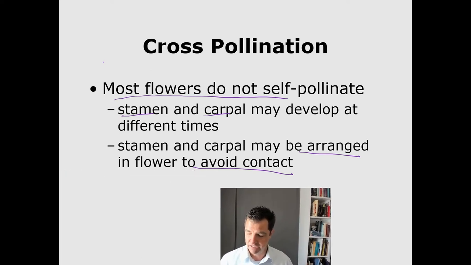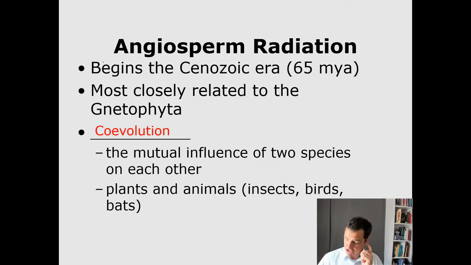Angiosperm radiation. Radiation in this case, if we haven't mentioned this before, means like a major evolutionary event. So in the fossil record, when we see a big, large change in the fossil record, we call that a radiation, which is a large, rapid change over a short period of time.